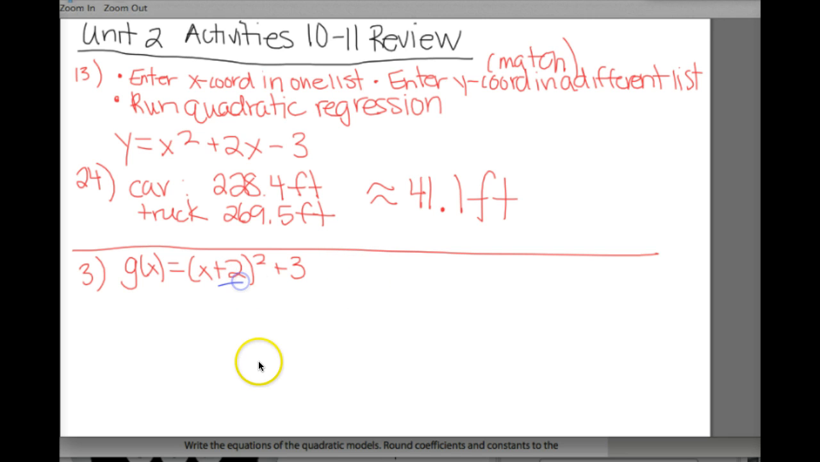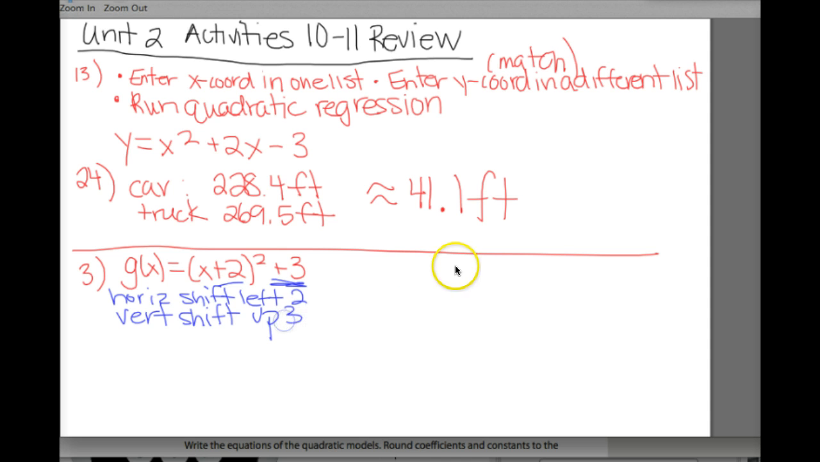So this plus 2 on the inside, remember, means horizontal shift left 2. Then this plus 3 means that there is a vertical shift up 3. So when I go to graph that, vertical and horizontal shifts mean I'm moving from my vertex of the parent function to get the vertex of my new function. So left 2 up 3. Here is where my vertex is for number 3.